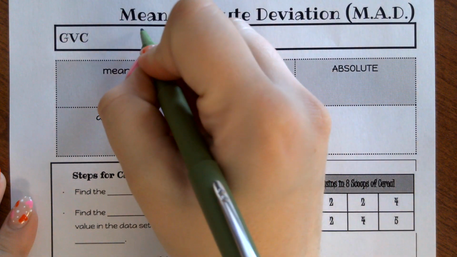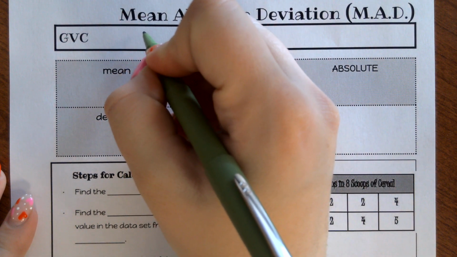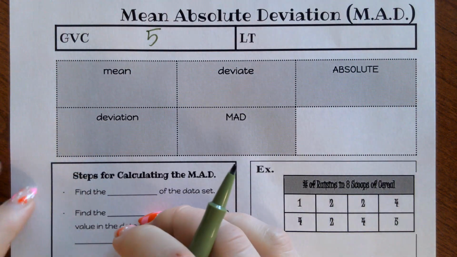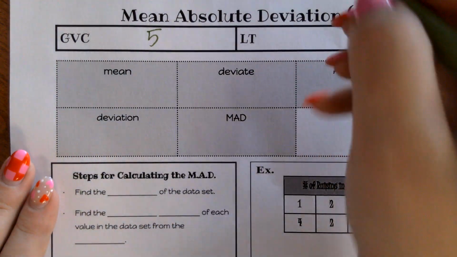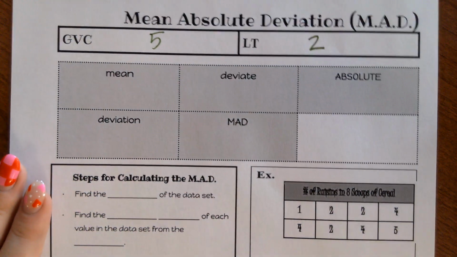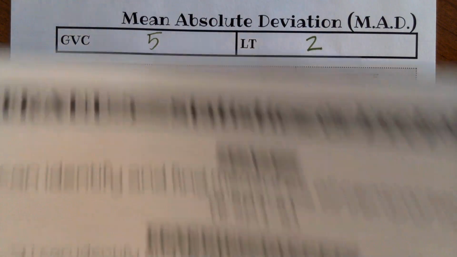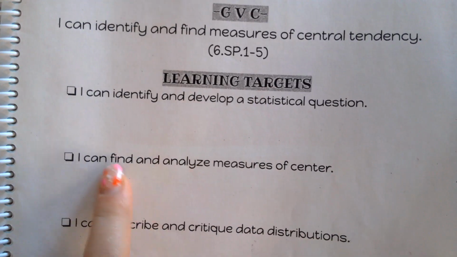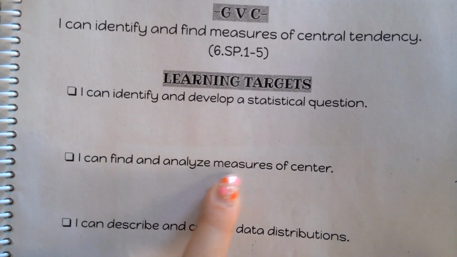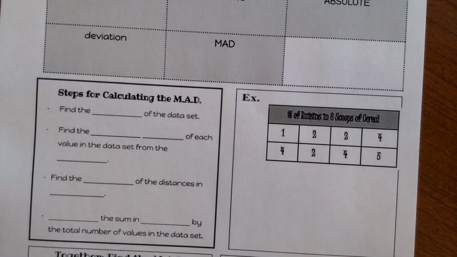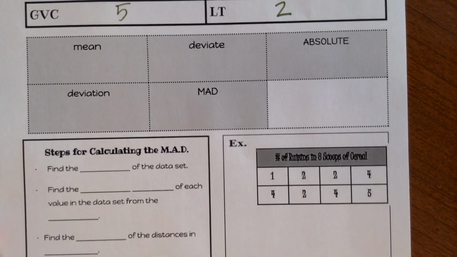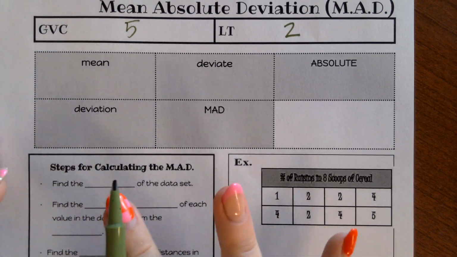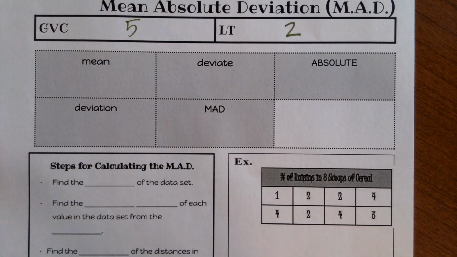Today's GVC is 5, and our learning target today is 2. So we're still talking about the measures of center, the measures of central tendency, and more specifically being able to find and analyze the measures of center. We're just going one step further from the mean, the mode, and the median.